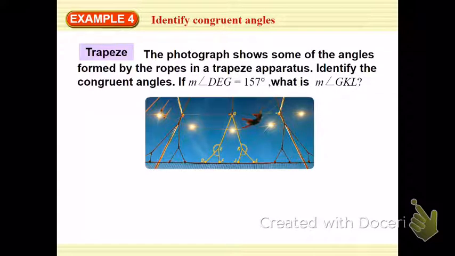Yeah. All right, now, if DEG, that's this angle, DEG, if it equals 157, DEG equals 157, what is GKL? 157. Yeah, because those are congruent, it's 157. All right? It's just emphasizing the idea of congruent, have the same measure.